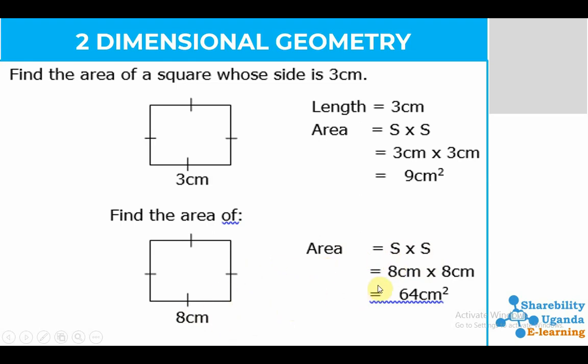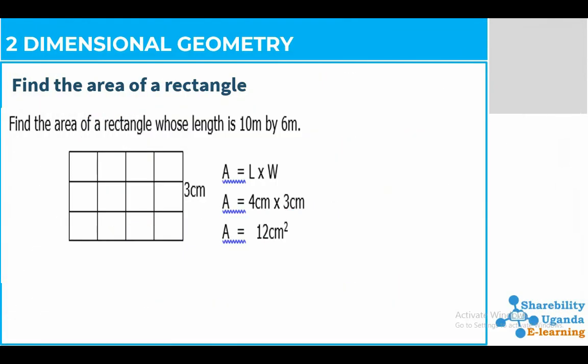Okay, so here we shall be able to say 8 times 8. Then we shall be able to come up with our 64 as the answer. Let's also try to look at how we find the area when you are given another type of shape, which is called a rectangle.